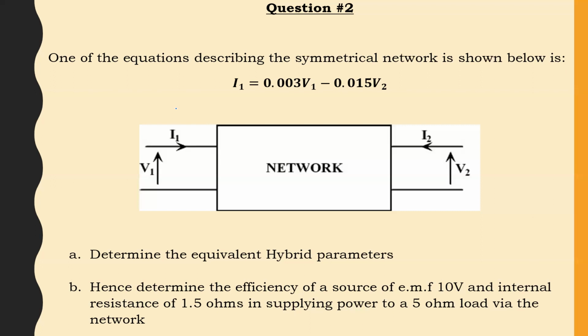What does 0.003 represent? The admittance Y11. Yeah, but what is the name? Short circuit input admittance. So it's the input admittance. So if it is symmetrical, it is equal from both sides. Exactly. So the input and the output must be the same. All right. So what will be the second equation? I2 equals negative 0.015 V1 plus 0.003 V2.